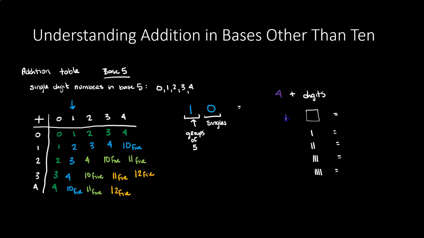I'll use 4 tally marks to represent 4. Notice that the only entry that's going to change our table is the 4 plus 4 entry. That's this last sum. 4 plus 4 is enough to make one group of 5 with 3 singles left over. So that would look like 1, 3, base 5. So we have our table complete, and now we can read it.